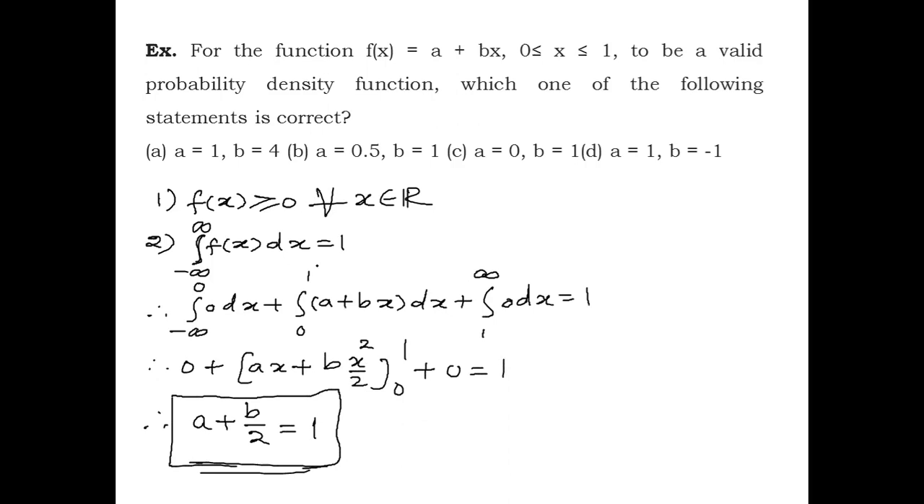But fortunately in such problems, we have the options. So let us see the options one after another. Option A: a equal to 1, b equal to 4. So 1 plus 2 is 3, so A cannot be the answer. Option B: a equal to 0.5, b equal to 1. So a is equal to 0.5 and b by 2 will be 0.5, and the sum is 1. So B is the correct answer.